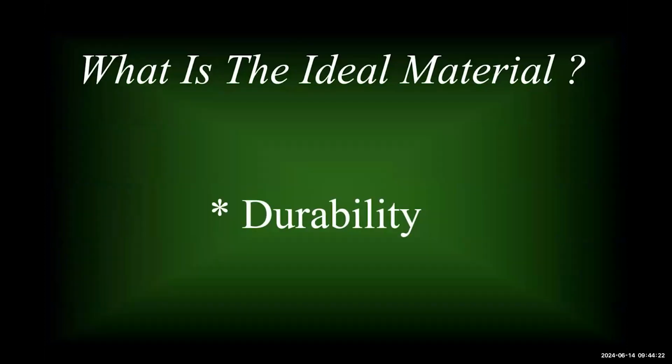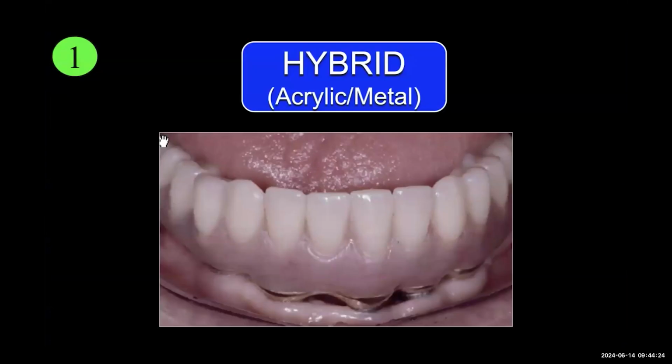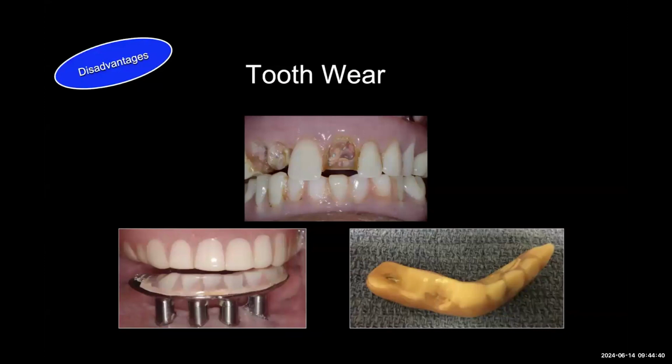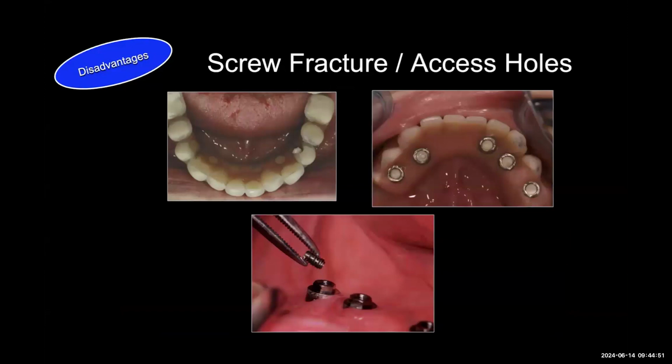Then let's look at the ideal material from a durability standpoint. First, we had the hybrids, which are acrylic and metal. Most commonly, it is gold and acrylic, or now the more common one is milled titanium and acrylic. What are some of the problems? Well, tooth wear. No matter what, even if you have it opposing a denture, because patients increase their biting force, these wear out and become problematic. We also have screw fracture problems.